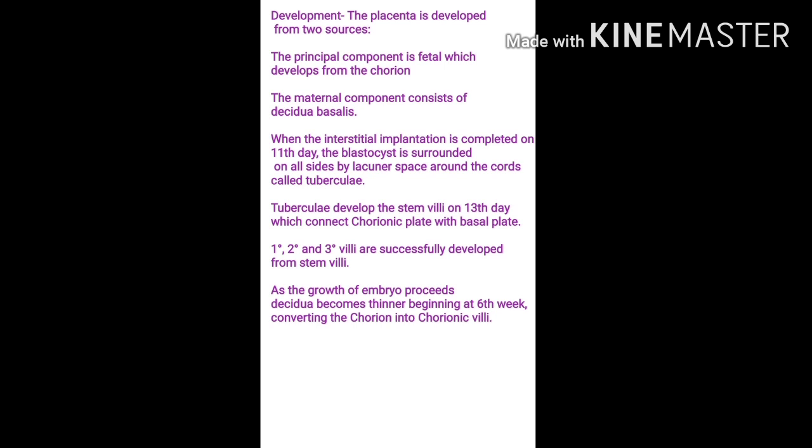When the interstitial implantation is completed on the 11th day, the blastocyst is surrounded on all sides by lacunar spaces around the cord. The lacunar space around the cord is called trabeculae. On the 13th day, the trabeculae develop the stem villi, and it will connect the chorionic plate with the basal plate.